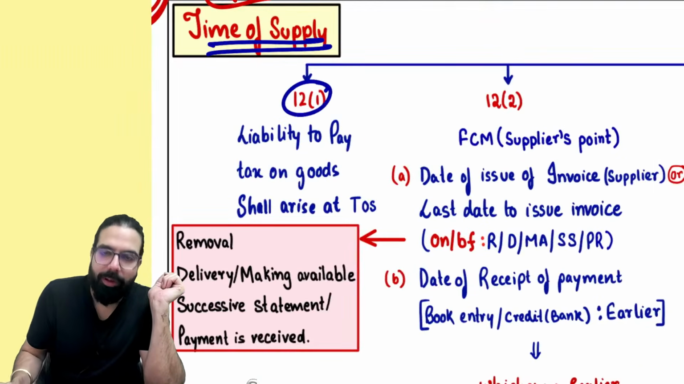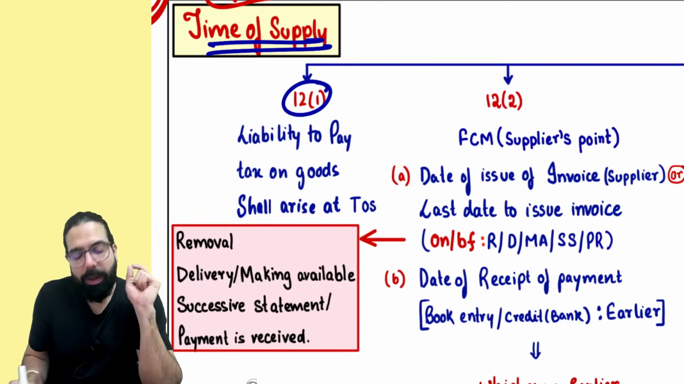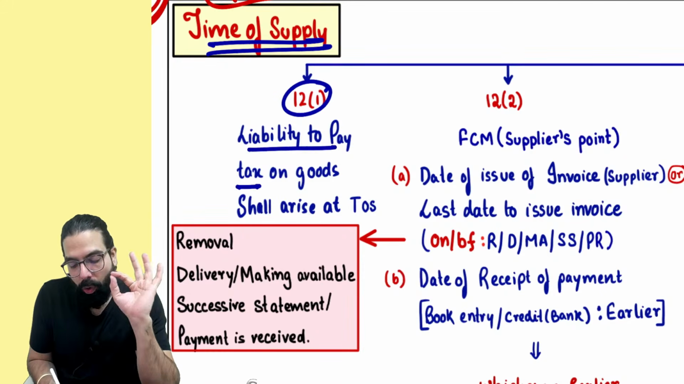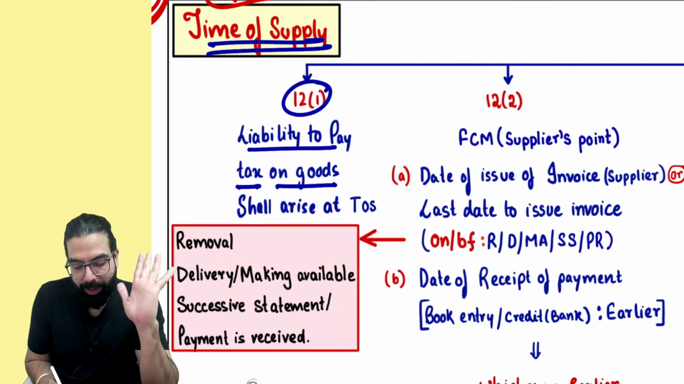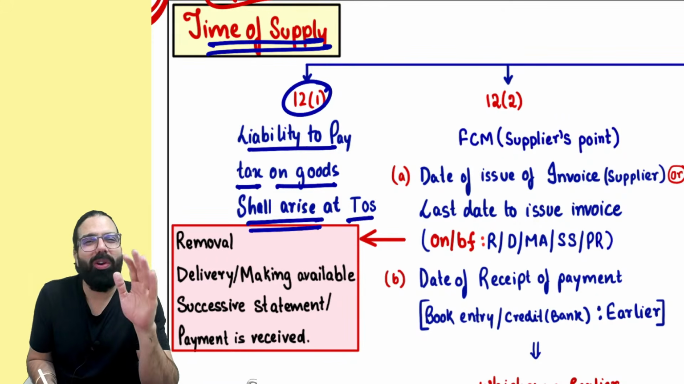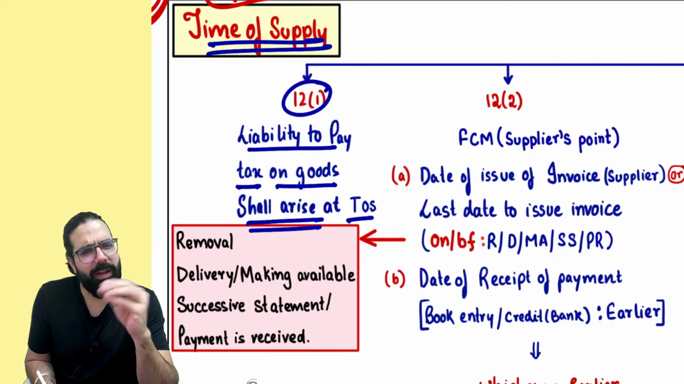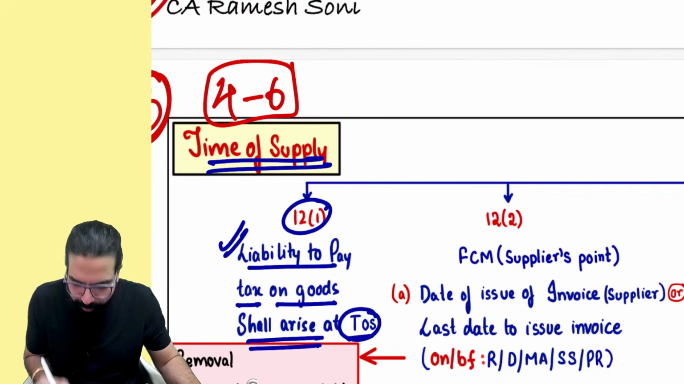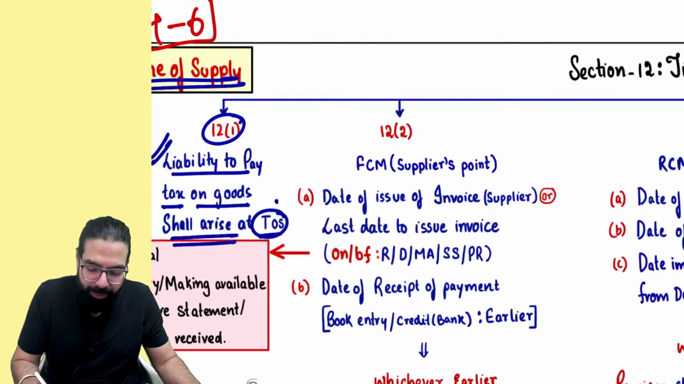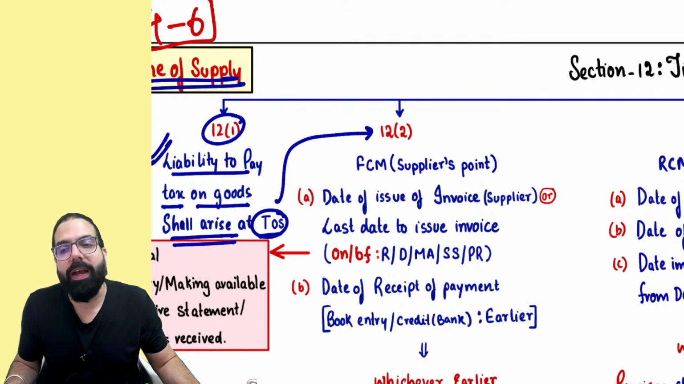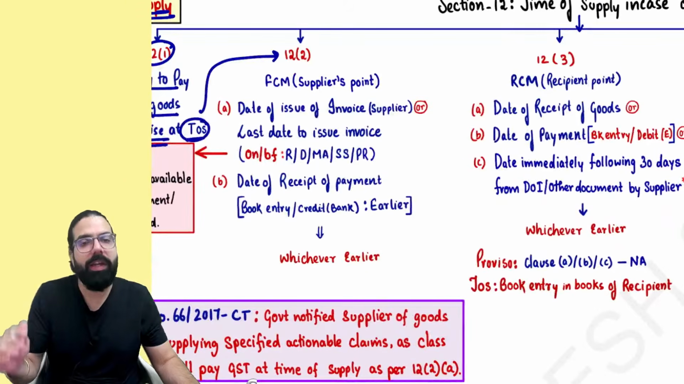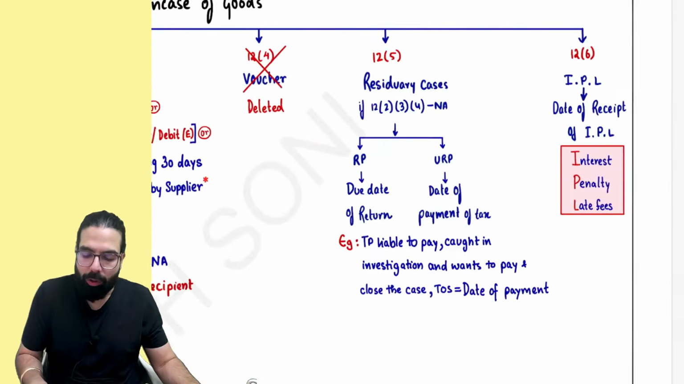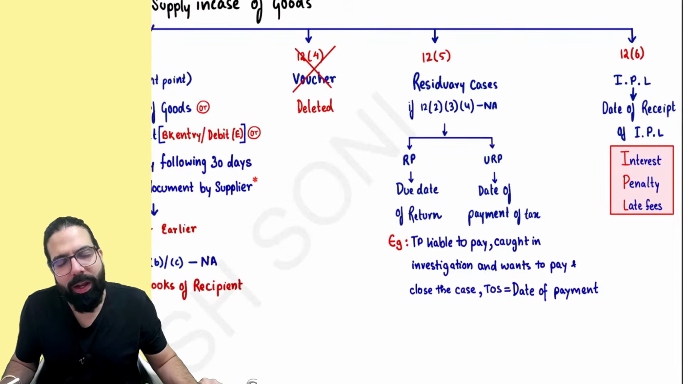Time of supply, section 12.1. You become liable to pay GST on the goods which you have sold at the time of supply. In both cases, sold or received: if received, then RCM; if sold, then forward charge. Okay, sir, when do I become liable? When it is the time of supply. How do I find out the time of supply? For that, we have section 12.2, 12.3, 12.4 which has been deleted now, 12.5, and the last one is section 12.6.